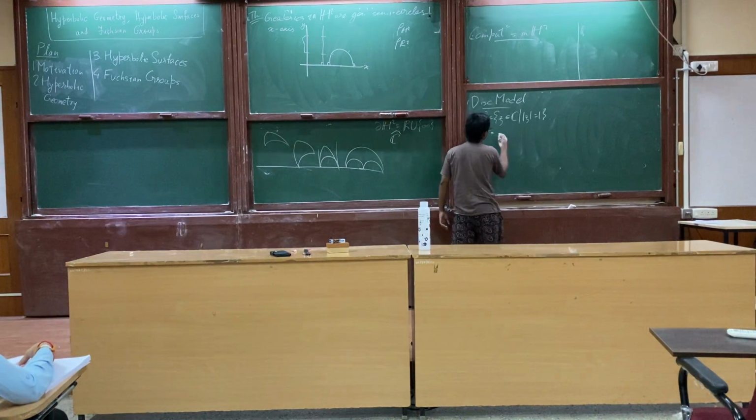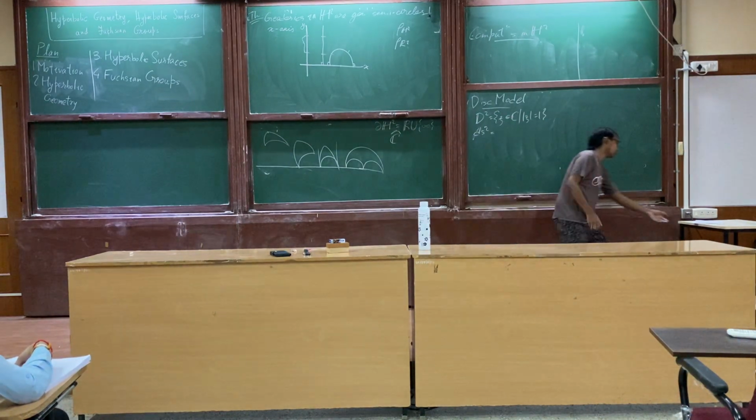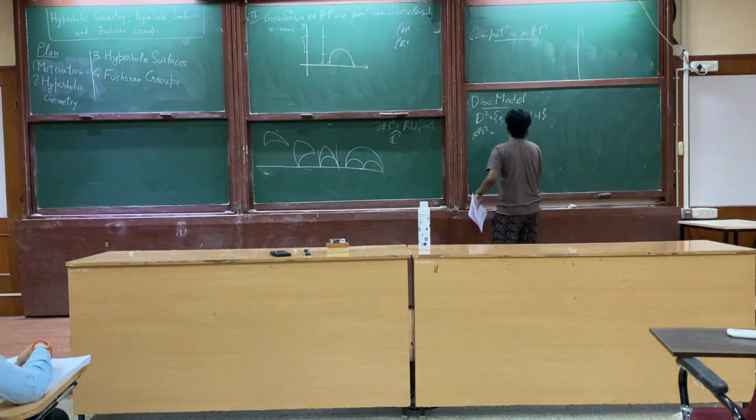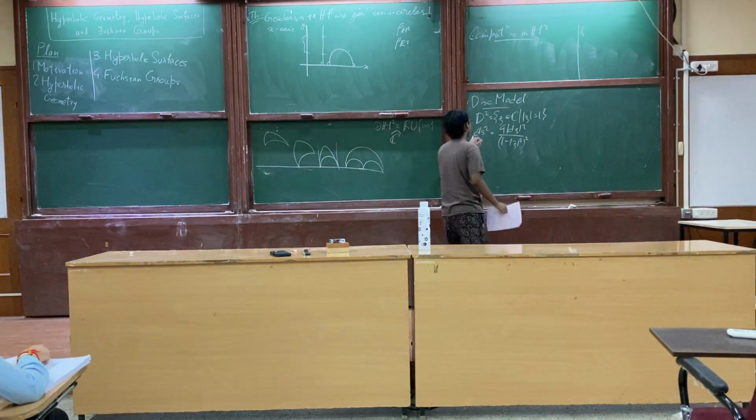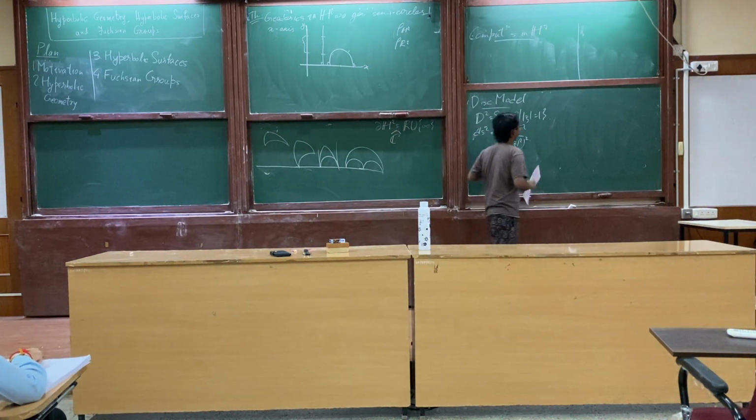ds² is now 4 mod dz squared over (1 minus mod z squared) whole squared. So this is the metric now. Where does this come from?